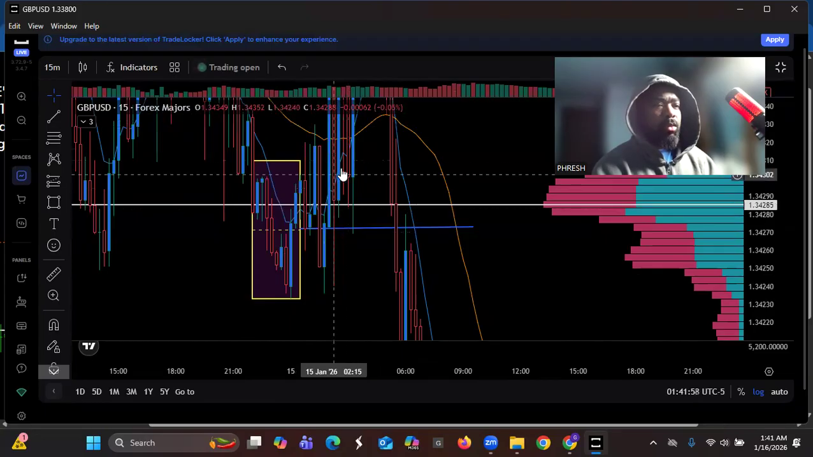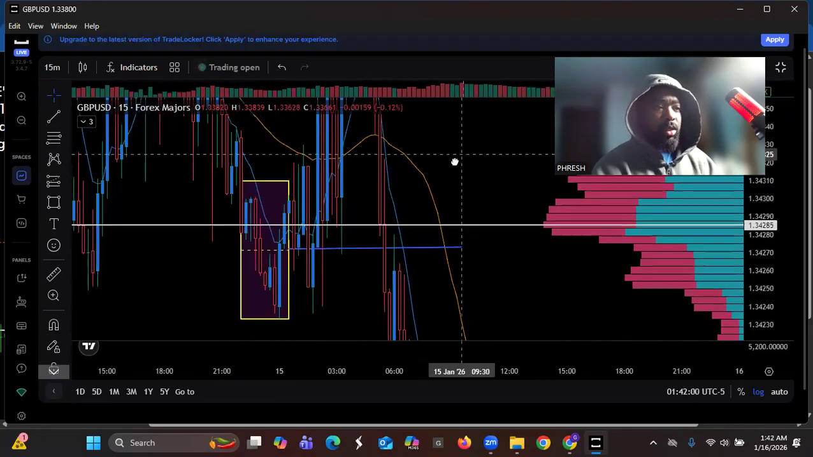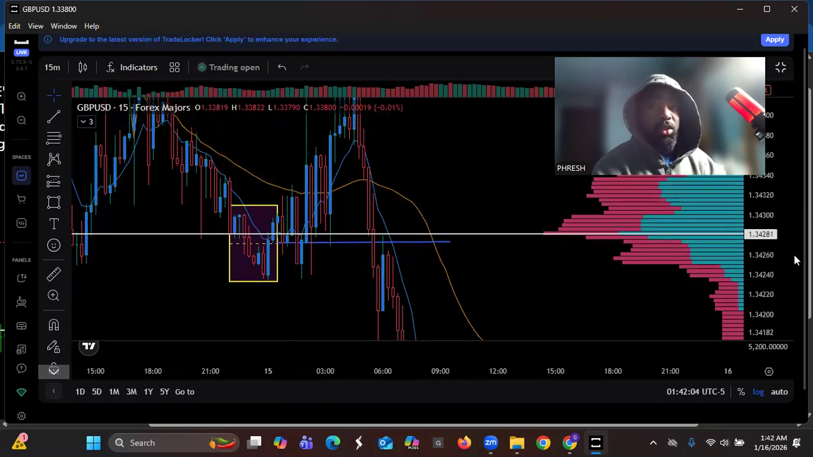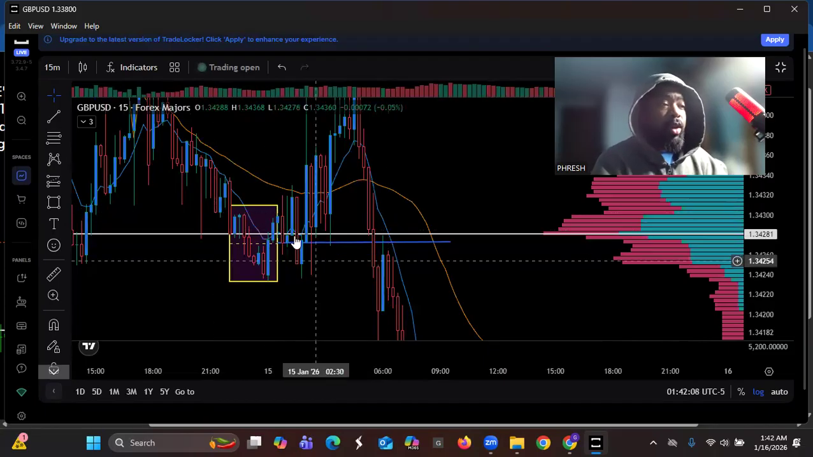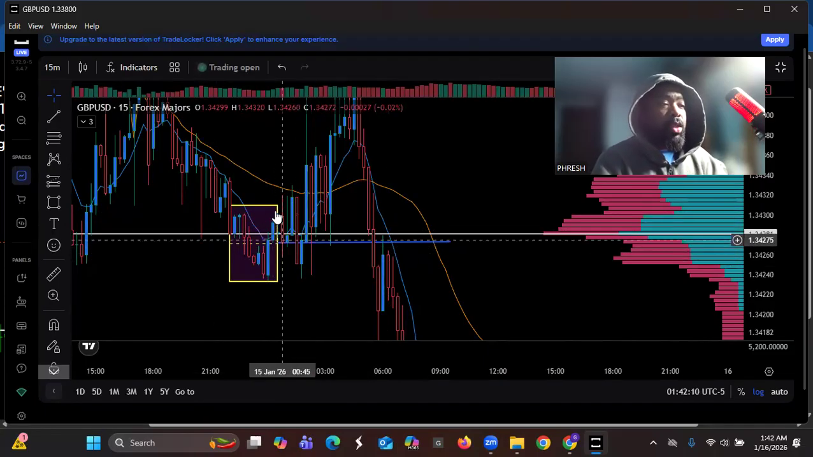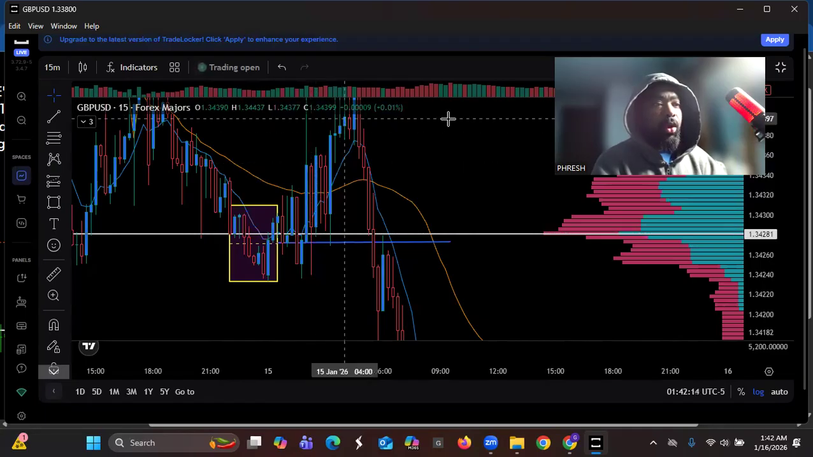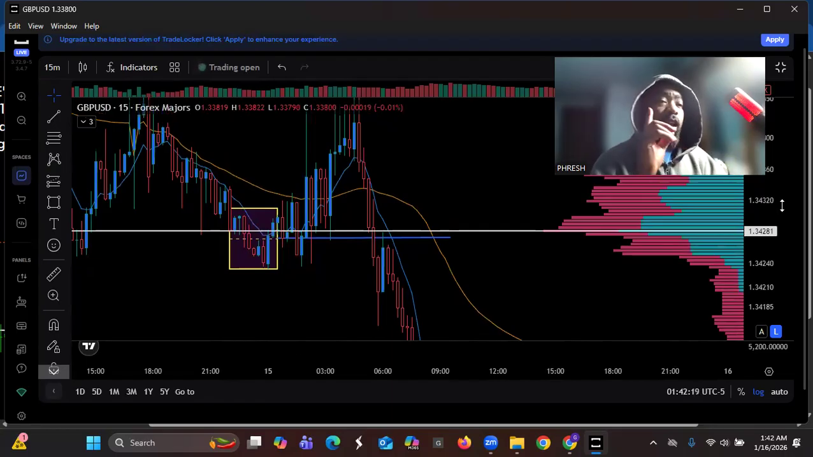You see that all of this after this is phase one, contraction. Phase two is the manipulation or the expansion. Phase two is called expansion, but it's just the manipulation. Another word for the phase two expansion is manipulation in the training. You see it's breaking out above and below and above and below, and it manipulated all the way to here. And then what did the market makers do? Exactly what they want to do anyways.